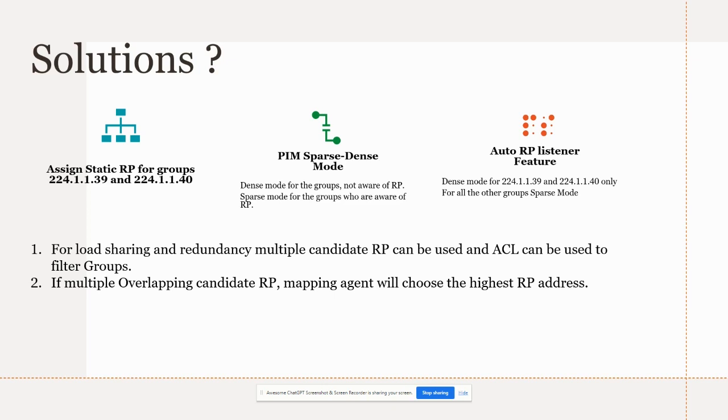In the case of load sharing and redundancy, we have to use multiple candidate RPs, and we can even use an access control list if we need to filter the groups. In the case of multiple overlapping candidate RPs, the mapping agent will elect the candidate that has the highest RP address. This way the mapping agent does the election if many devices are intending to become a candidate RP.